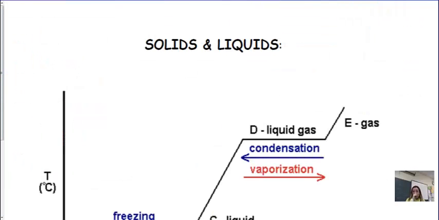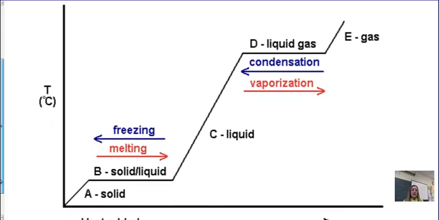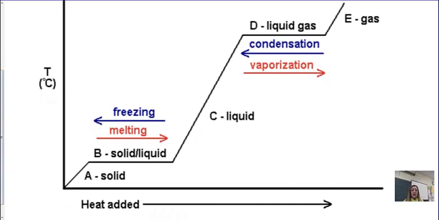Let's go to solids and liquids, and we have this diagram here called a heating curve. It indicates the relationship between temperature and time, and how the phases change over time when heat is added. So as heat is added, the substance changes phases.